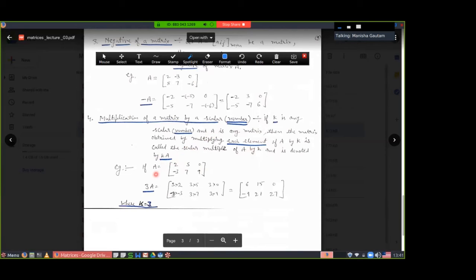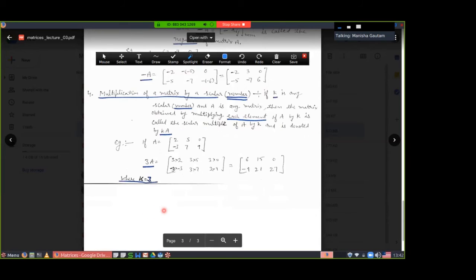Here I am giving an example where A is a matrix and it is multiplied by 3. This becomes 3A. Each and every element of A is multiplied by 3. Here it is shown 3 multiplied by 2, 3 multiplied by 5, 3 multiplied by 0 and so on. We are getting a new matrix, that is 6, 15, 0, minus 9, 2, 21, 27, where I have used k equal to 3. In other questions, maybe k is equal to 2 or any other number.